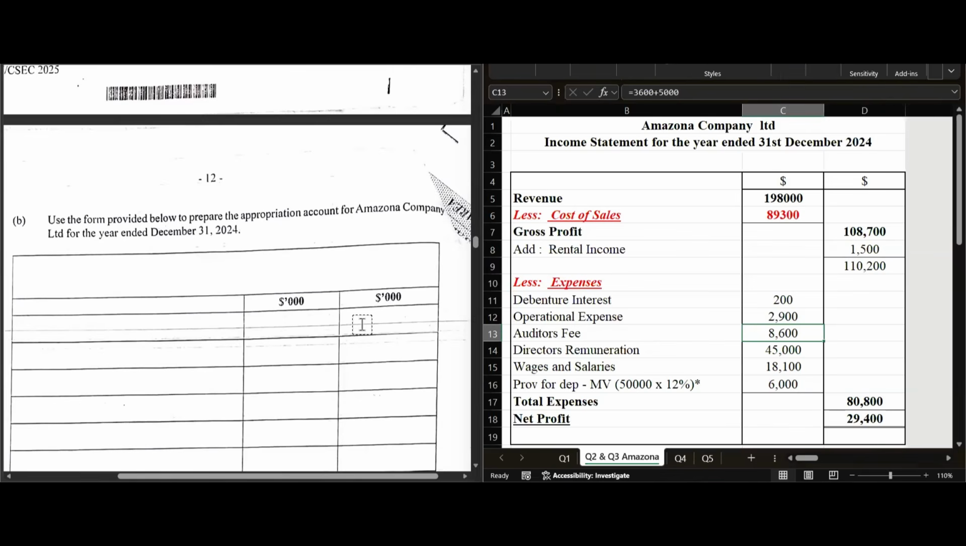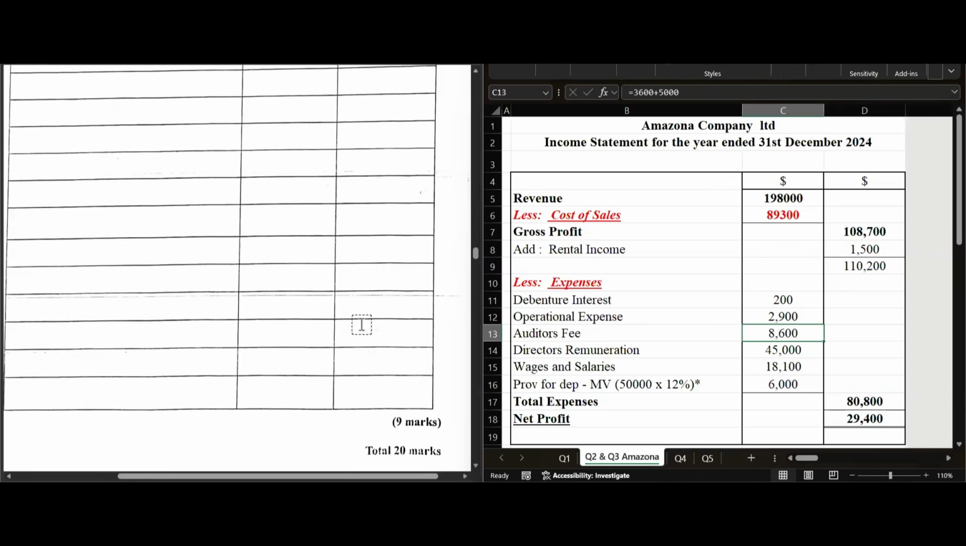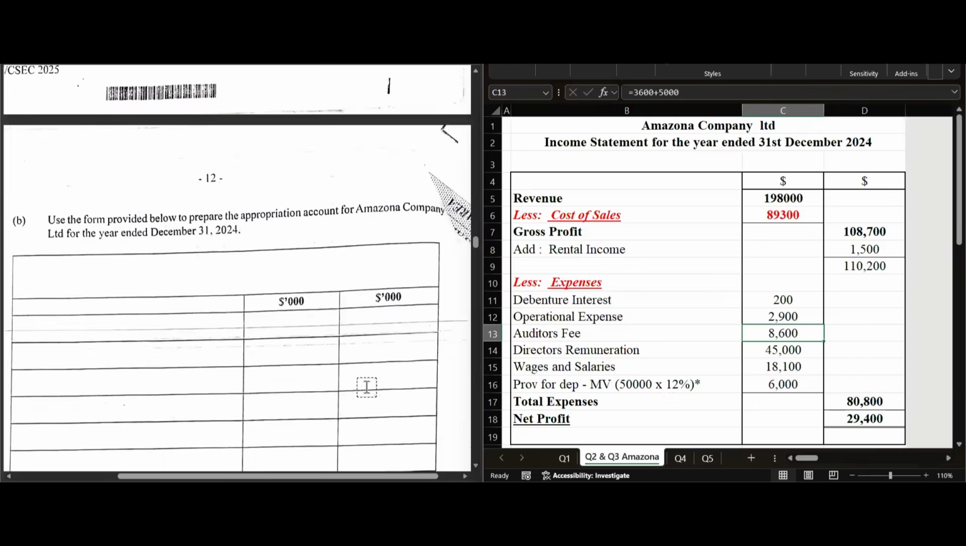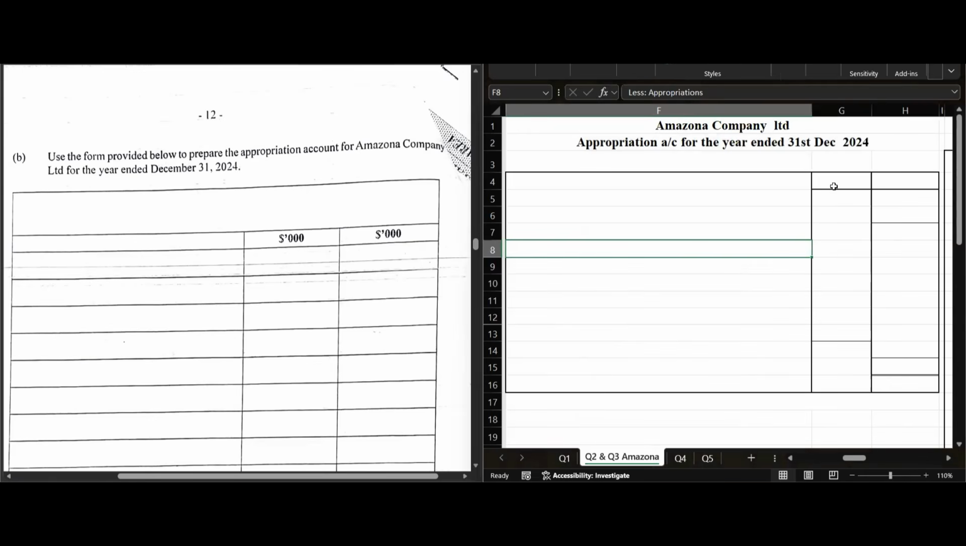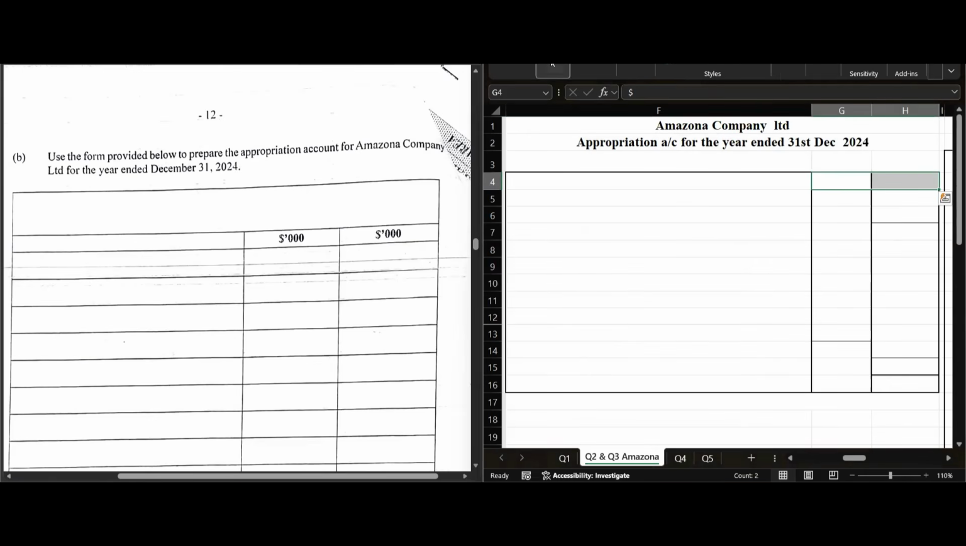Now part B, we're going to move on to part B now. Part B simply asks for 9 marks that we put together the appropriation account for Amazonia company. Now you guys remember, with the appropriation account, we will be taking the net profit, add any retained earnings brought forward, and simply putting aside money from those profits for company use. So let's see what they would have been. Let's jump to Amazonia Company Limited, appropriation account for the year ended December 2024.